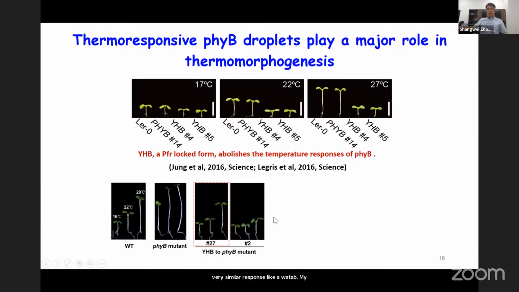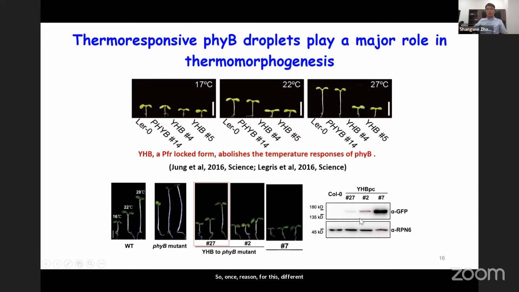We further examined our transgenic lines, and we also found some lines like this have the similar phenotype like reported. So what's the reason for these different responses of transgenic plants to temperature? So we examined the protein levels and found that in these lines, the protein level of 5B is very high, overexpressed. So the effects of temperature on YHB could be attenuated.